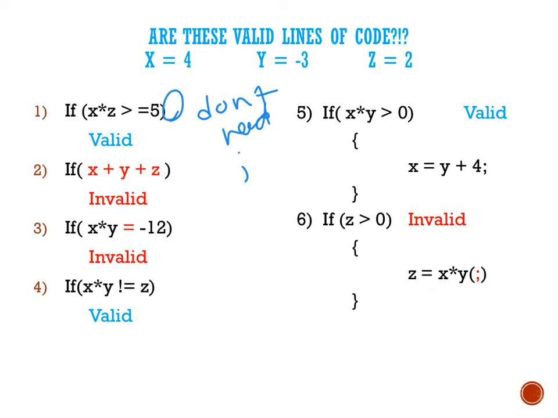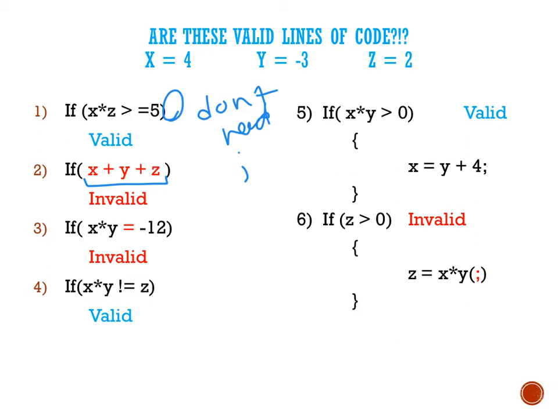Then from there, the reason number 2 is not okay is that this statement right here, x plus y plus z. Well, x and y and z are just integers, so that can't evaluate to be true or false. That will just be some numeric value, and as a result, that if statement wouldn't know whether or not to run.